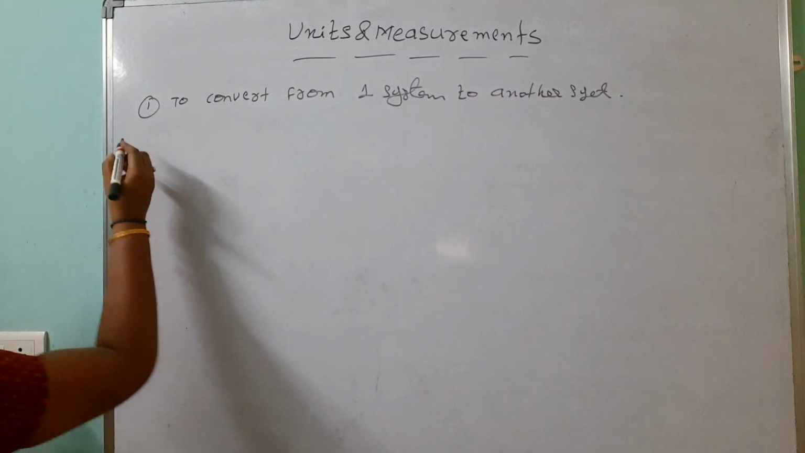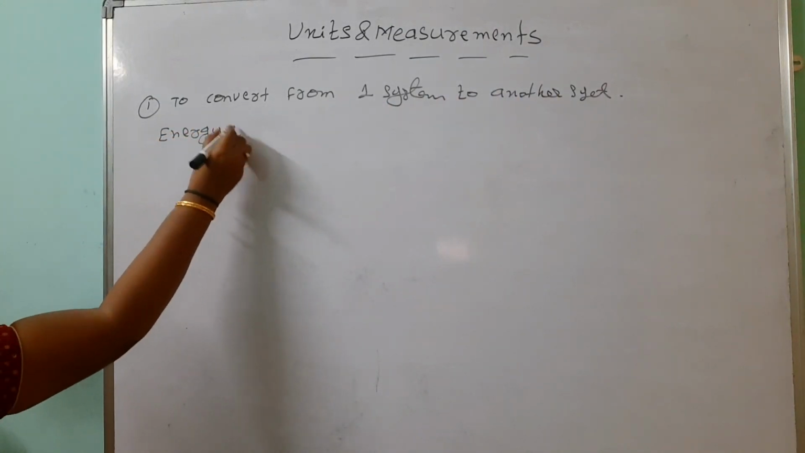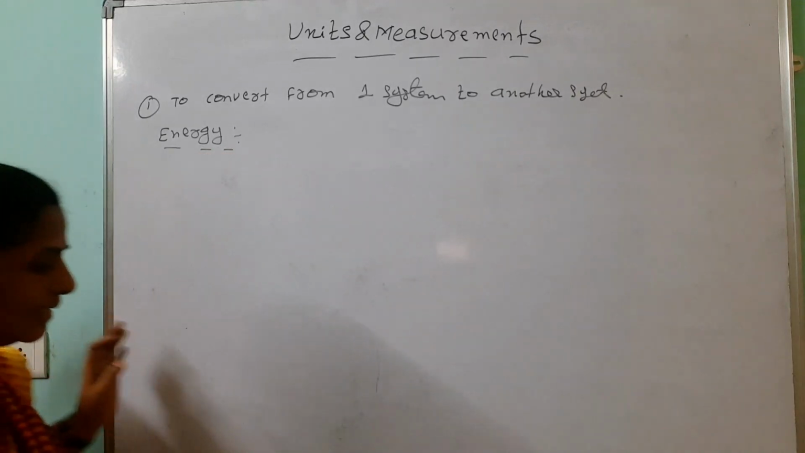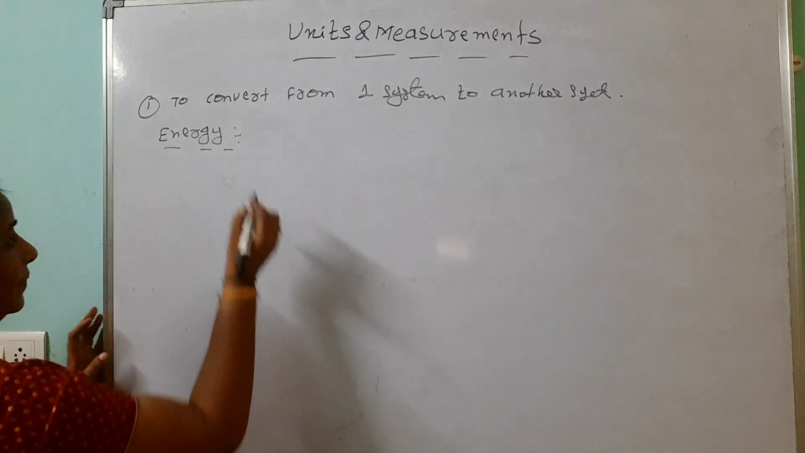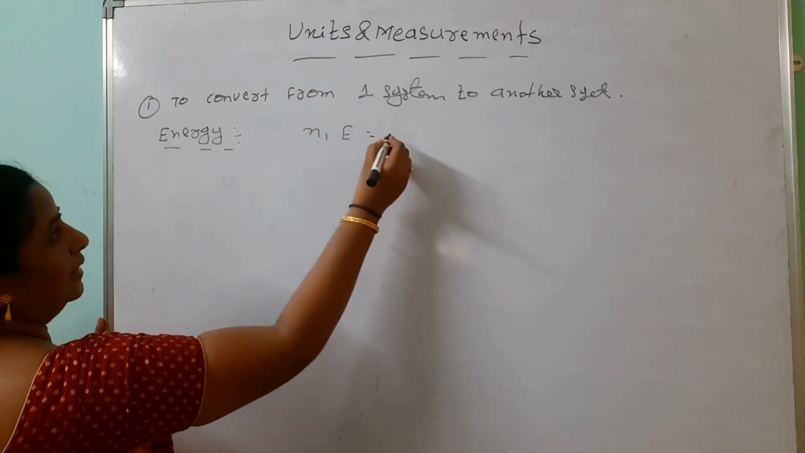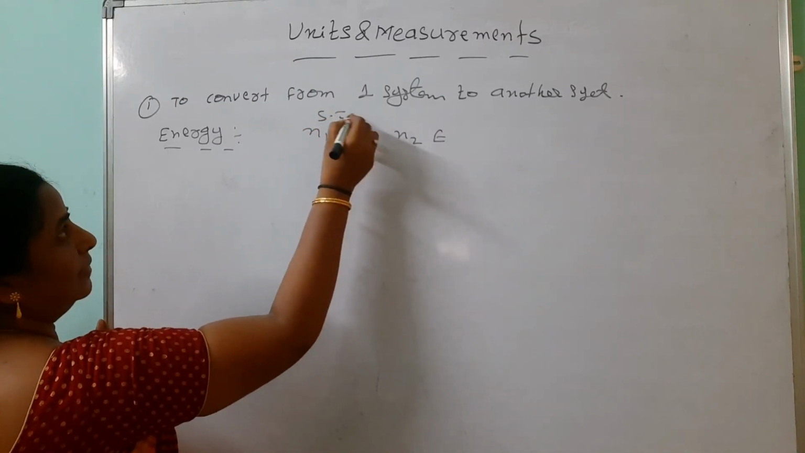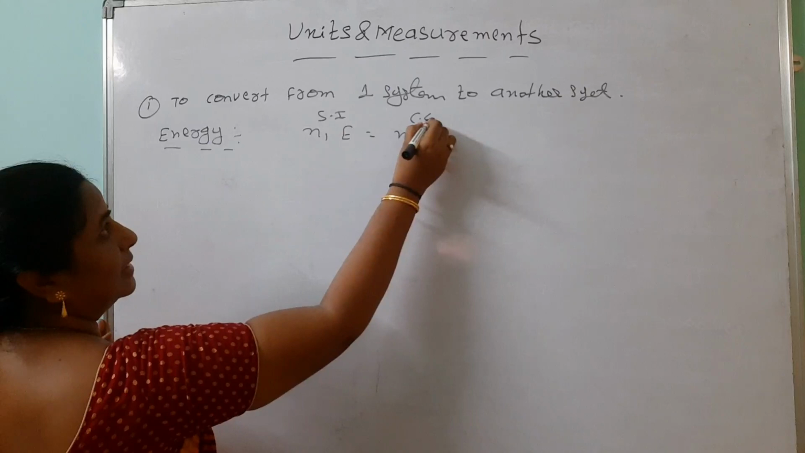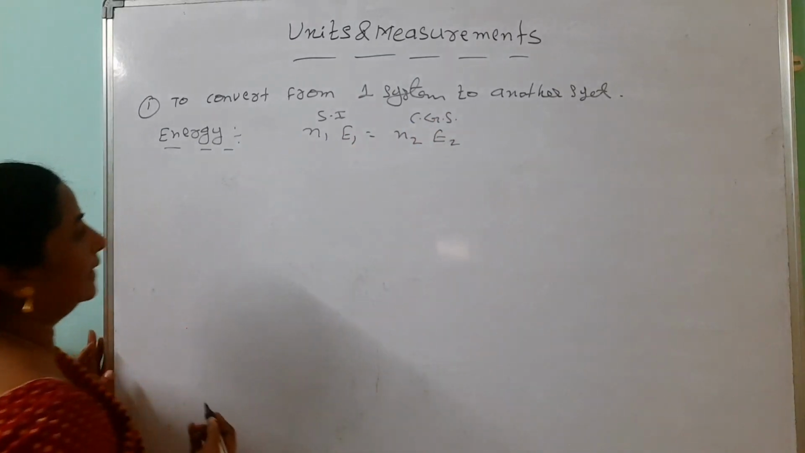One example we are taking. Suppose energy. There are two systems we are taking. One is the SI system, another one is the CGS system. And I am writing N1 times of this energy equals N2 times of that energy, in the SI system and this is the CGS system. And I am taking this E1 and this E2.